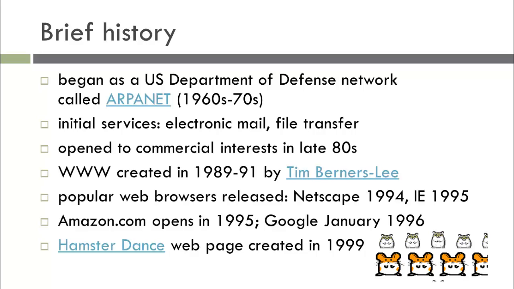The Internet really began in the 60s and the 70s with the U.S. Department of Defense, as it created the network to send electronic mail and to transfer files from one location to another location. The World Wide Web was created in the late 80s and the early 90s. After that, popular web browsers were released, such as Netscape and Internet Explorer, which made it usable by the common person out there. Some of the early startups that are still around are Amazon.com and Google.